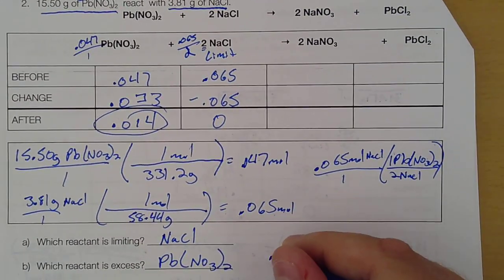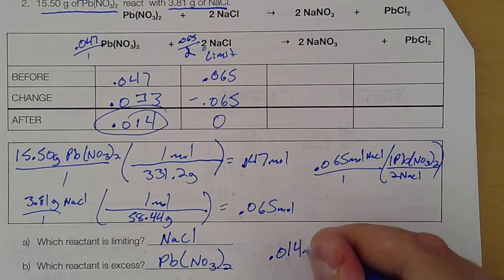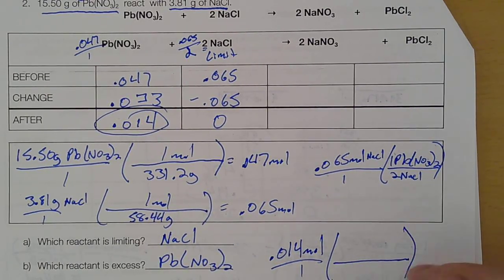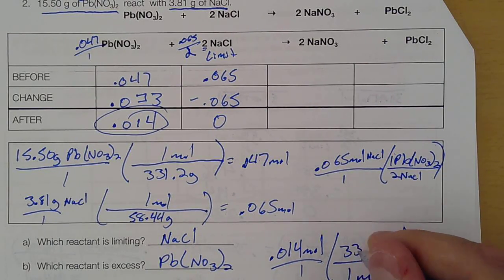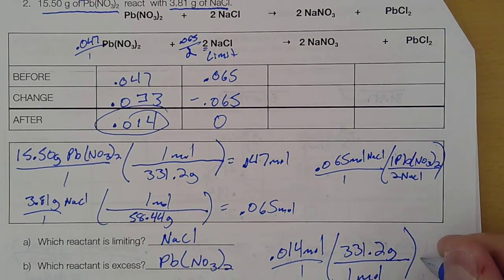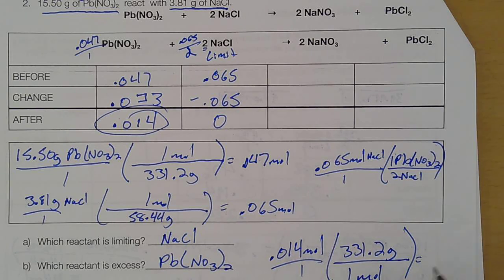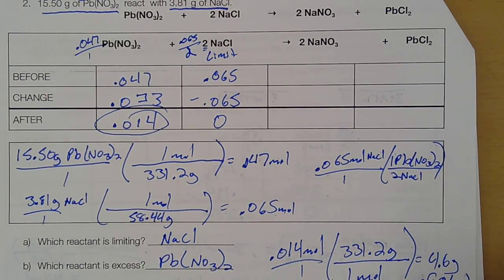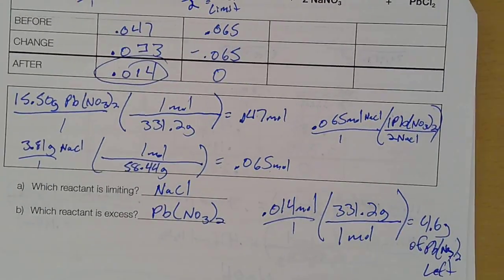So that would be the 0.014 moles over 1. Putting in our molar mass, which is for every 1 mole, I'm going to have that 331.2 grams, and times the amount, and we're going to have 4.6 grams of Pb(NO3)2 left. And that's our final answer.